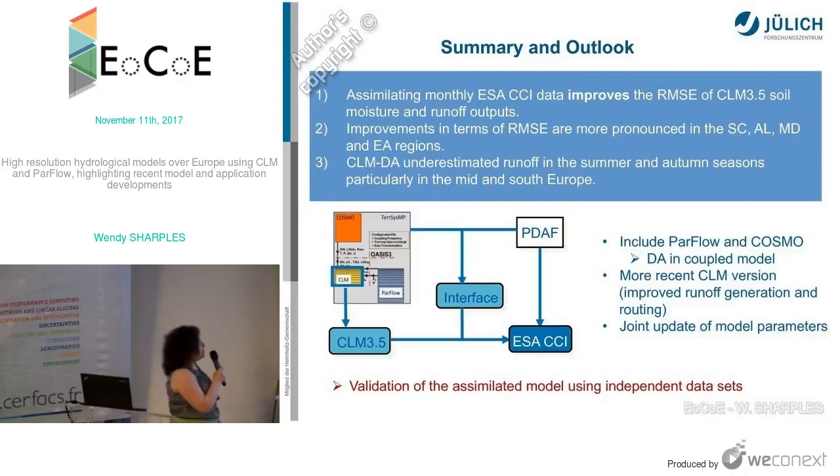So the summary and outlook: looking at the CLM PDAF model, assimilating monthly ESA CCI data improves the RMSE of soil moisture and runoff outputs. Improvements in terms of RMSE are more pronounced in the SC, AL, MD and EA regions. And number 3, the data assimilated CLM version underestimated runoff in the summer and autumn seasons, particularly in mid and south Europe. And this maybe has to do with data coverage.